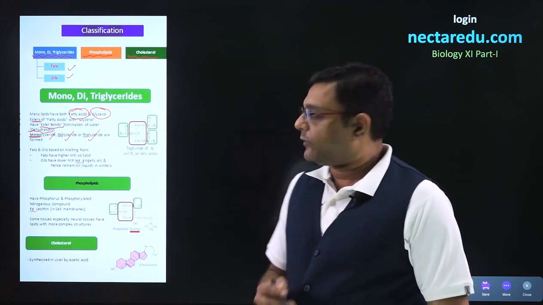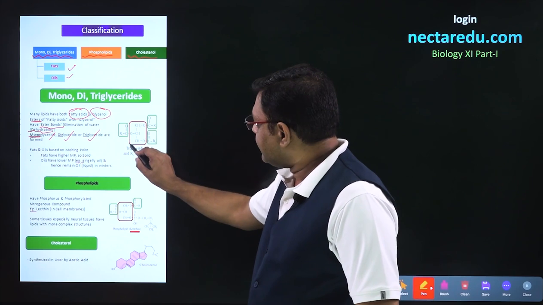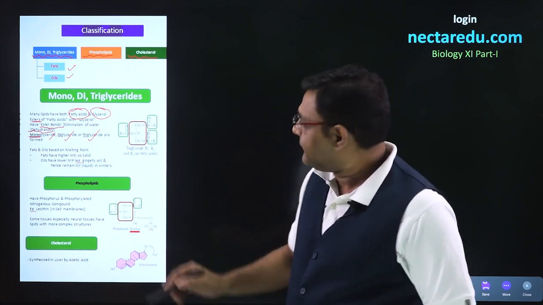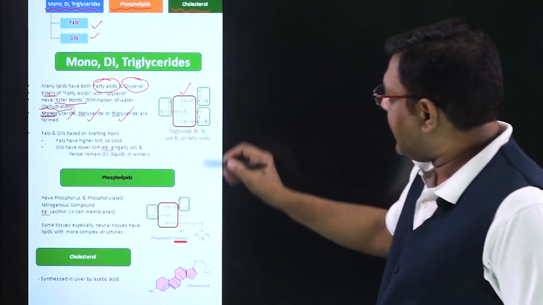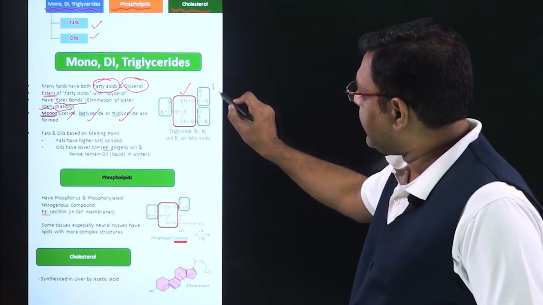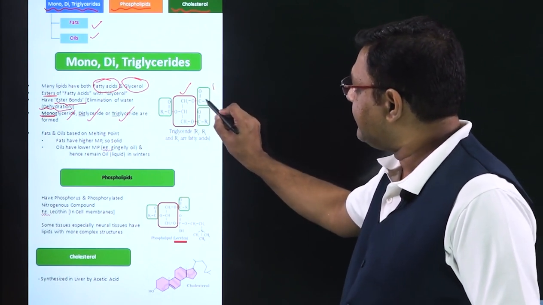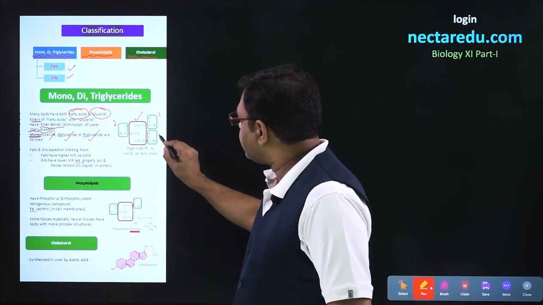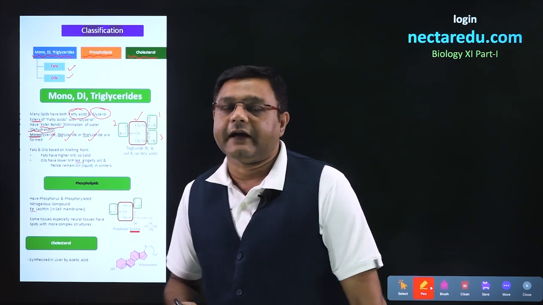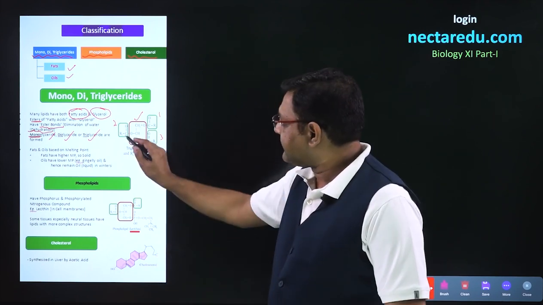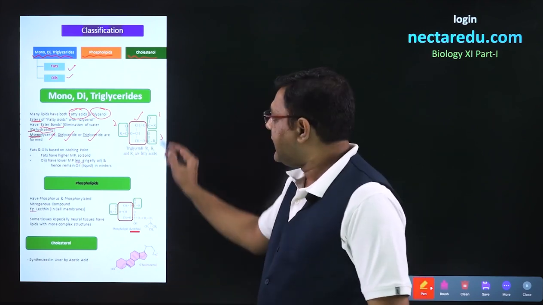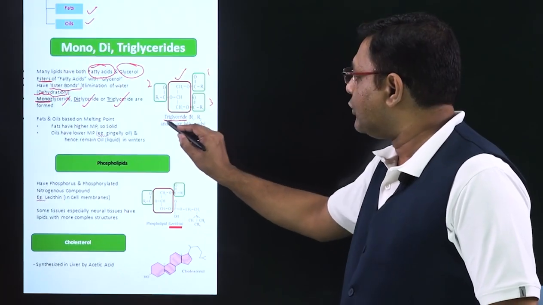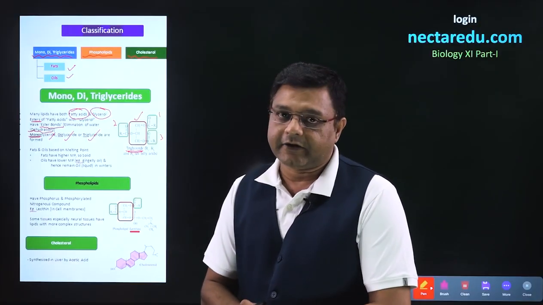Looking into this particular diagram, the portion which is present in the reddish part is the glycerol. In this, the first fatty acid which is reacted with it is present over here. Second is this, and third. So, in this particular diagram, we can very well see that three fatty acids are present, and that is why the product is called triglyceride.